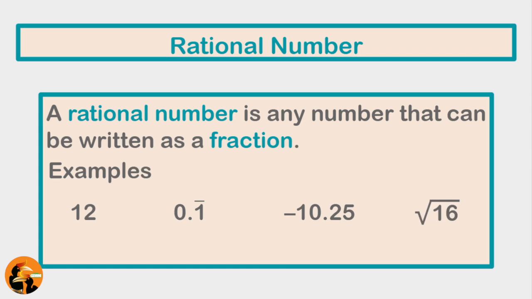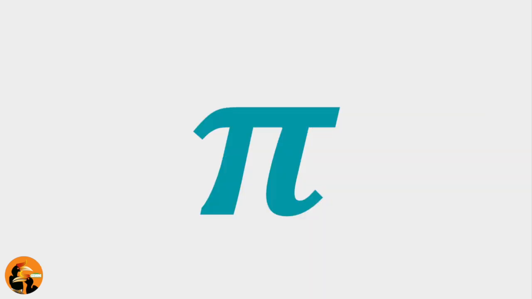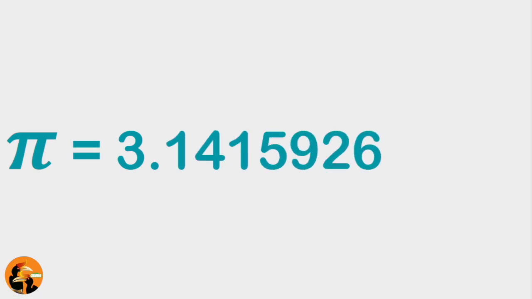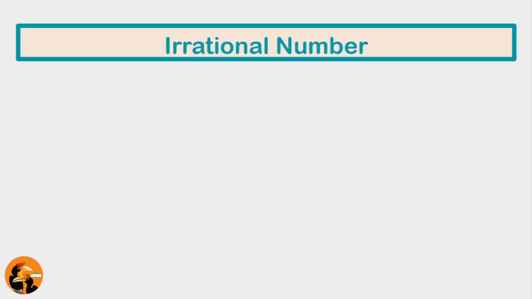So if positive and negative whole numbers and decimals that terminate or repeat can be written as fractions, what kind of numbers cannot be written as a fraction? Pi is a number which cannot be written as a fraction. The decimal expansion of pi is 3.1415926, and it goes on forever and doesn't repeat. Pi is an example of an irrational number.